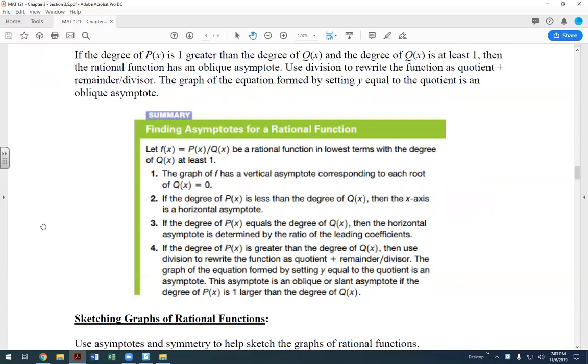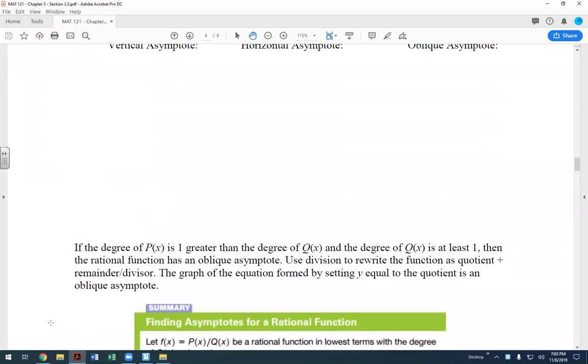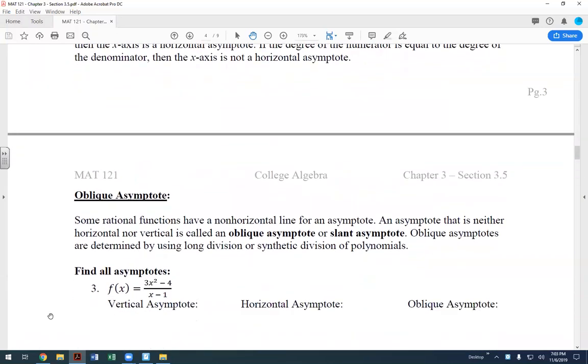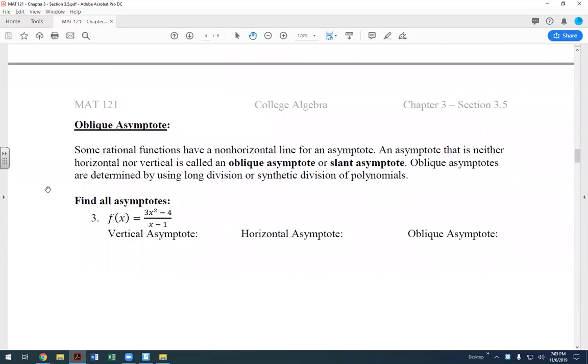If the degree is equal in your numerator and denominator, the horizontal asymptote is determined by the ratio of the leading coefficients. If the degree of the numerator is less than the degree of the denominator, then the x-axis, or y equals 0, is our horizontal asymptote. But what happens if the degree of the numerator is more than the degree of the denominator?